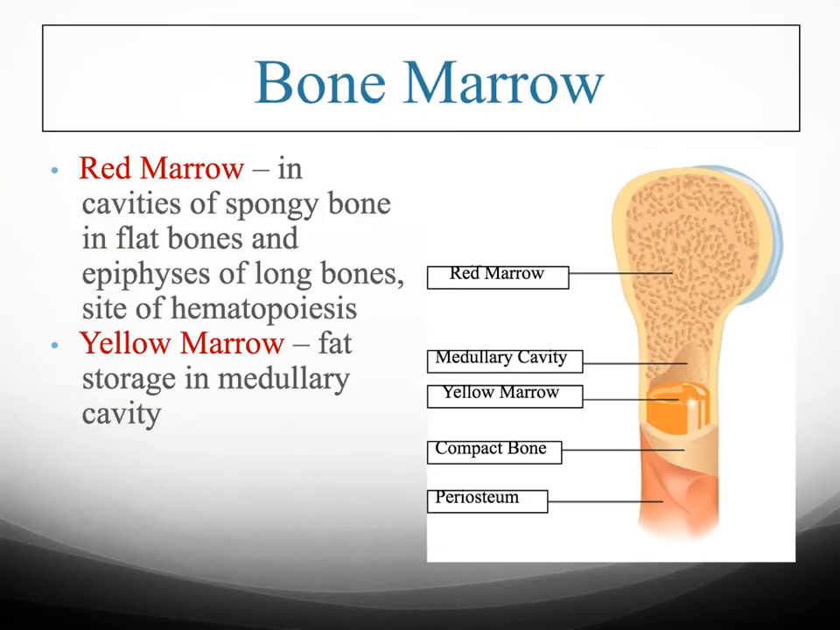Alright, I do want to talk about bone marrow. You have red bone marrow and yellow bone marrow. The red bone marrow is found in cavities of spongy bone and flat bones, long bones. And the yellow marrow, this is where fat storage happens.